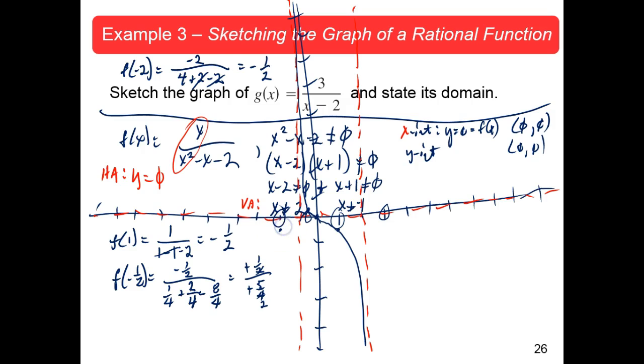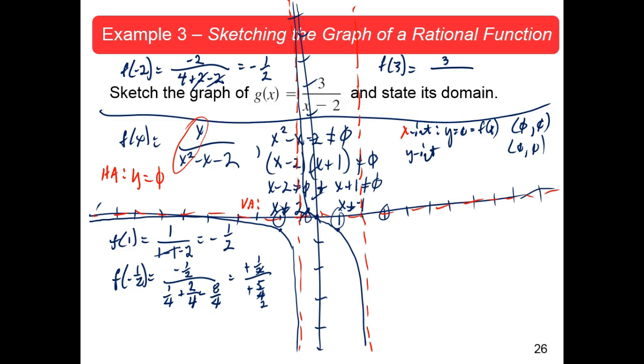Well, I think I know where this is going. It has to be approaching the horizontal asymptote to the left and the vertical asymptote to the right. Got it. One more. 3. Let's do it over here, I guess. f of 3. What would that be?